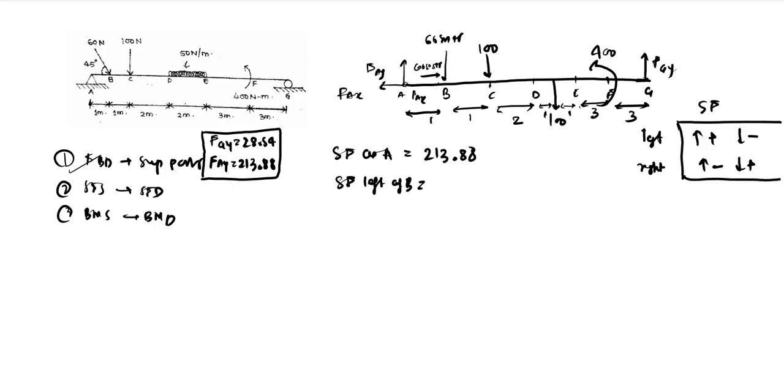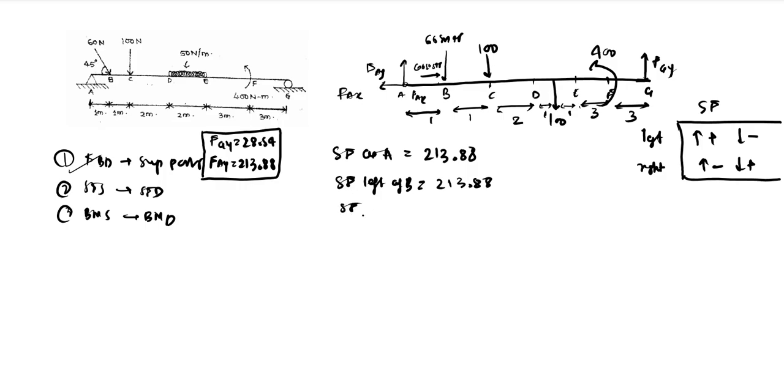Whenever you have a sudden force, which is what we have at B, C, and the last point, which is the reaction force at G, we need to consider the left side of the cross section and the right side of the cross section at that particular point, because it will suddenly change there. So you need to understand how it is changing. Shear force left of B will be 230.88 only, because there is no force between right of A and left of B.